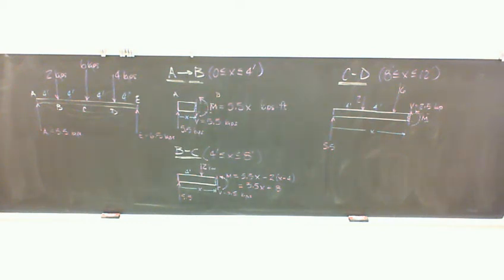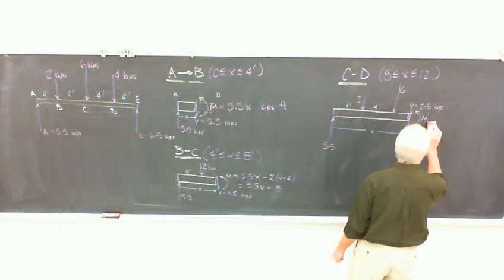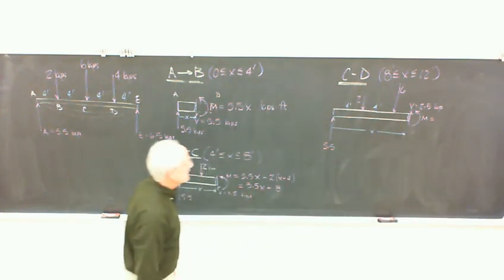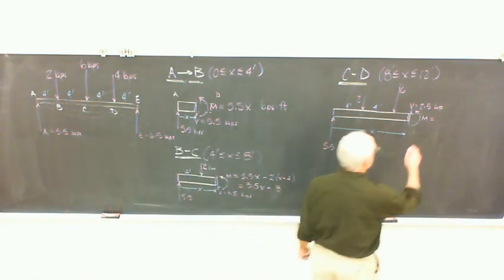Got something? Just noticing that in each one of those first two, the part of the moment that's multiplied times x is the same as the shear. Just trying to figure out how to get the other part. It's not as easy because I can't fully see it. Let's see. So it's got to oppose the 5.5.